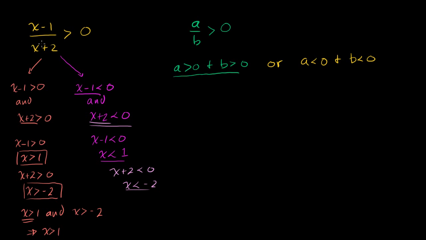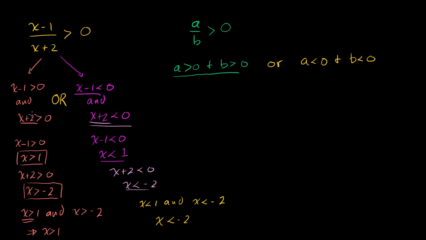So this constraint boils down to that constraint. In order for both the numerator and the denominator to be negative, we know that x has to be less than 1 and x has to be less than minus 2. If something has to be less than 1 and less than minus 2, it just has to be less than minus 2. Anything less than minus 2 is going to satisfy both of these. So this boils down to x could also be less than minus 2. And remember, this is an or. Either both the numerator and the denominator are positive, or they're both negative.